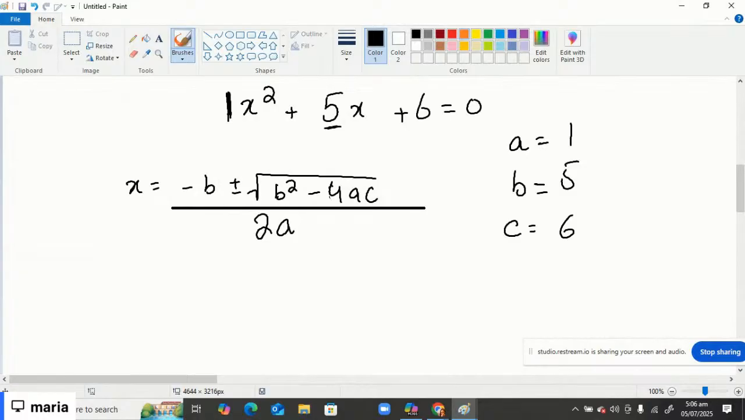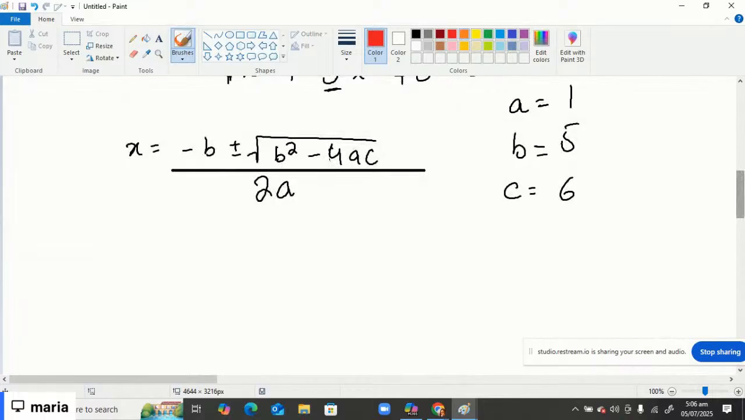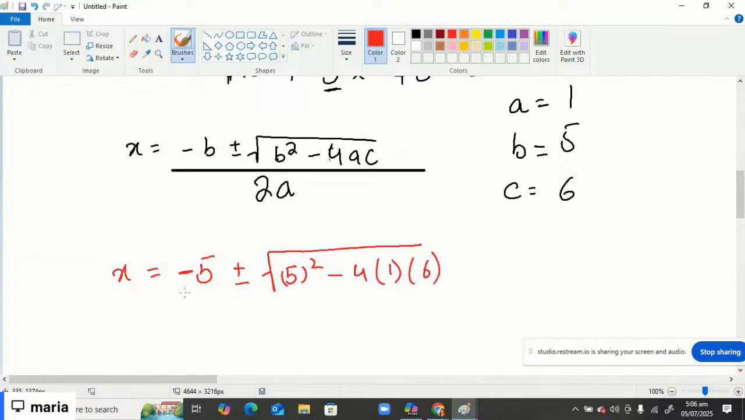Sometimes it may be in a different form; we solve the first positive question and then we solve one negative-form question. Okay, now let's put all the values in the formula. X is equal to minus sign as it is. What is b? This is 5. Plus minus as it is. B square means 5 square, minus 4 as it is, a is 1, c is 6, then over 2 and a is 1.